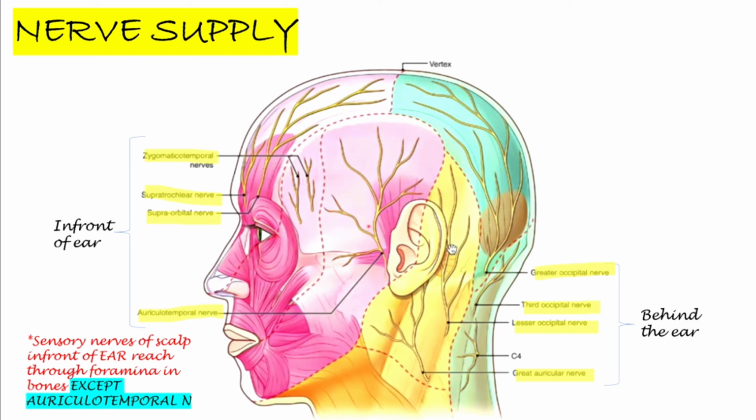This is the auriculotemporal nerve in front of the ear. These are the zygomaticotemporal nerves. This is the supratrochlear and this is the supraorbital. Let's see the nerve supply of the scalp behind the ear. 4 nerves as usual. This is the greater auricular nerve. This is the lesser occipital nerve. This is the third occipital nerve and this is the greater occipital nerve.